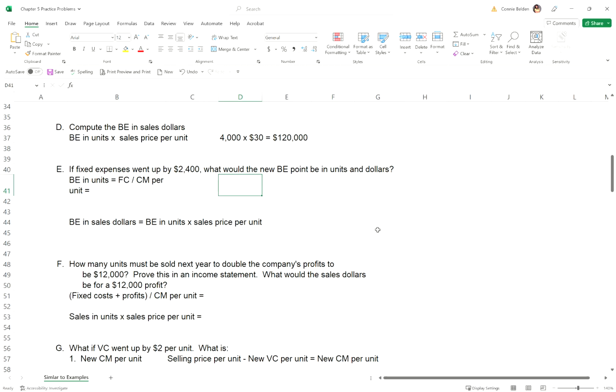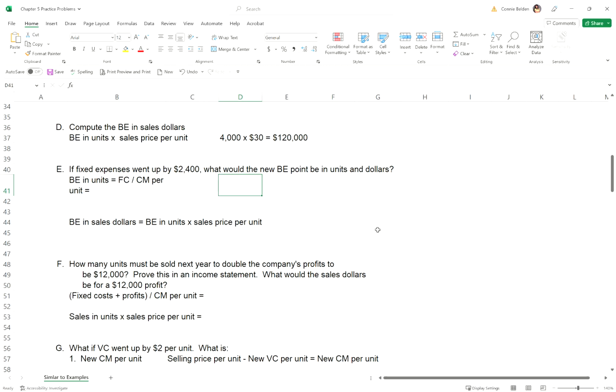Okay, let's move on to question E. What if our fixed expenses went up by $2,400? Remember, they're $48,000 right now. What would the new break-even point be in units and sales dollars?